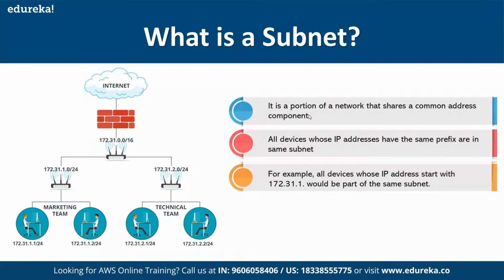Subnets are within the region, within the VPC. All devices whose IP addresses have the same prefix are in the same subnet. So you can see here 172.31.1 will be part of this subnet. 172.31.2 will be part of this subnet. Okay.